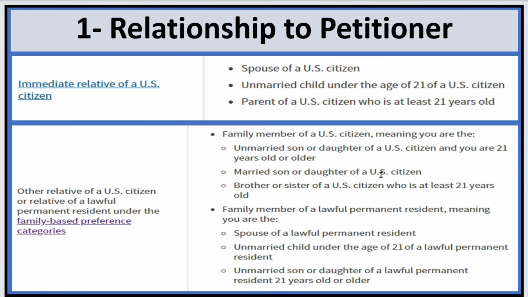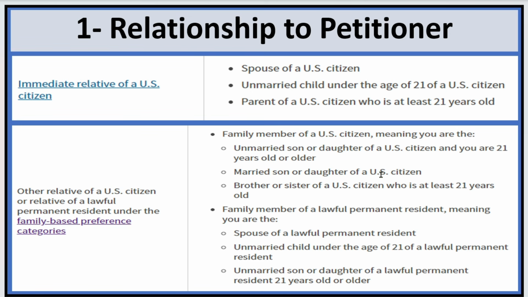Second one is the relationship to the petitioner. As you know, we have immediate relatives and non-immediate relatives. Immediate relatives means the visa is available. For non-immediate relatives, you have to wait for a visa to be available. And if you are in this category, you must check the visa bulletin every month. NVC releases a visa bulletin every month. You must check to see if your priority date is current.